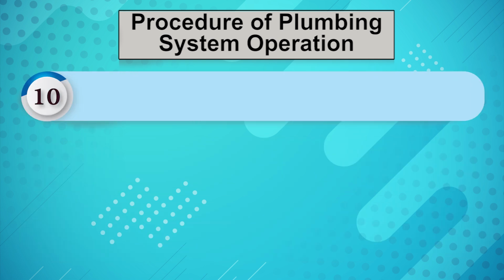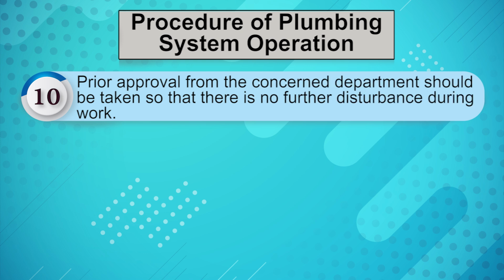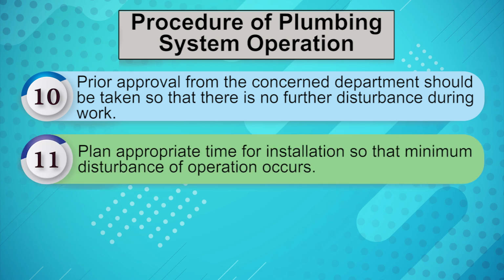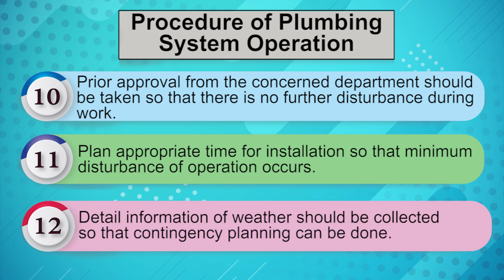Number 10. Prior approval from the concerned department should be taken so that there is no further disturbance during work. Number 11. Plan appropriate time for installation so that minimum disturbance of operation occurs. Number 12. Detailed information of weather should be collected so that contingency planning can be done.